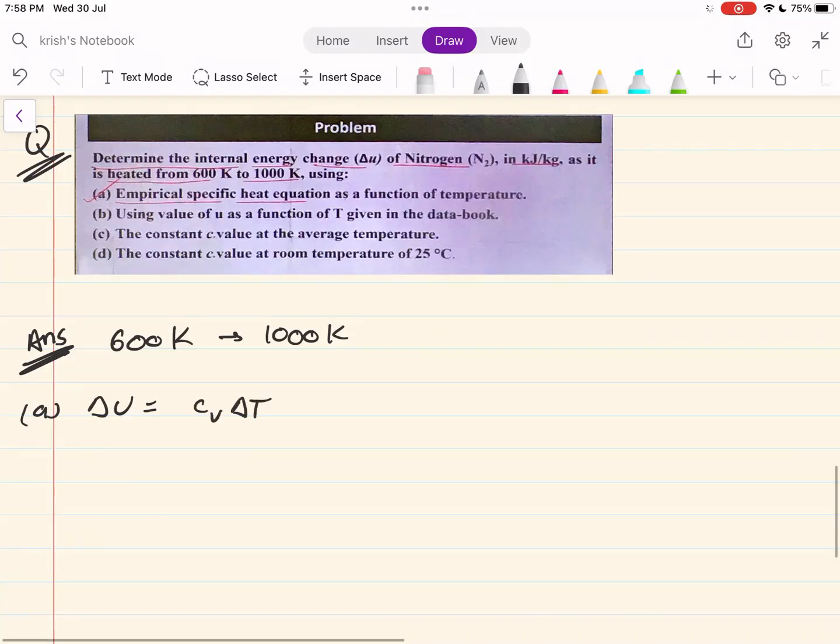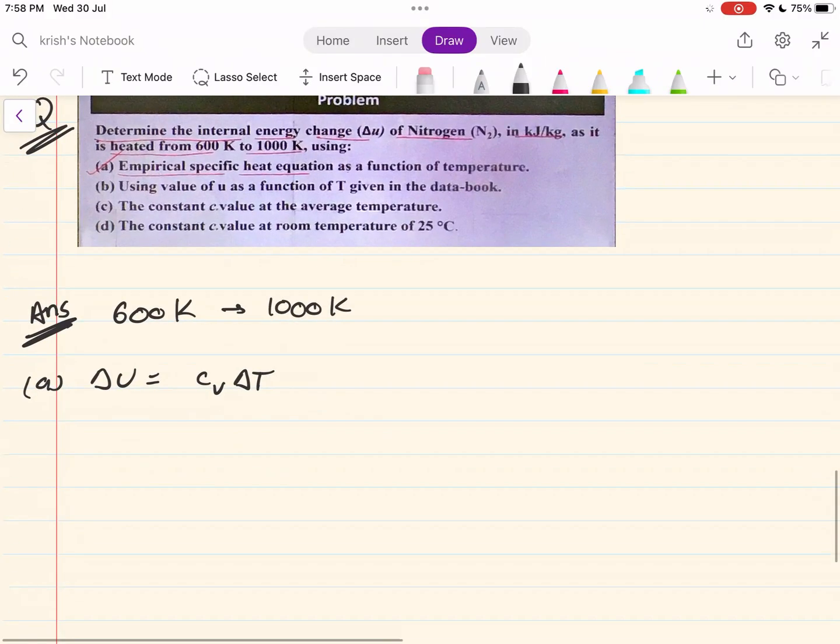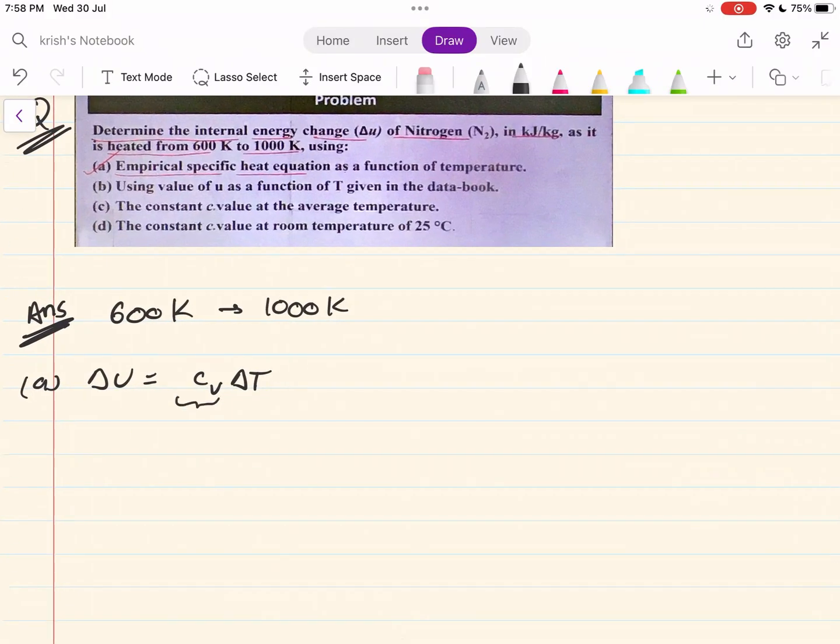However, this value is not constant here because we have to use the empirical specific heat relation, right? So we will use du equals Cv dt. It's better you remember this and not this, because you can get this from this but not the other way around, right? So let me just write that one straight away. So keep in mind du equals Cv dt. This is our first step.